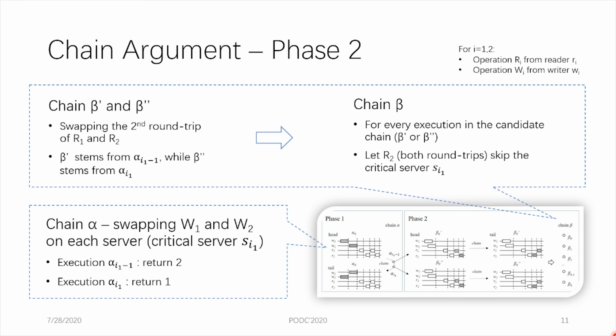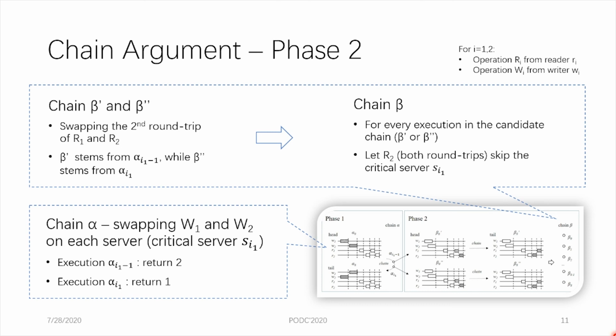First, we construct the chain beta prime by extension from execution alpha i1 minus 1. We append two read operations R1 and R2. Note that every read operation has two round trips, and the four round trips of the two read operations have the sequential order shown in the figure, and we will get the head execution beta prime 0. In order to construct the chain beta prime, we also do the swapping on every server. But this time, we swap the two second round trips of the two read operations.